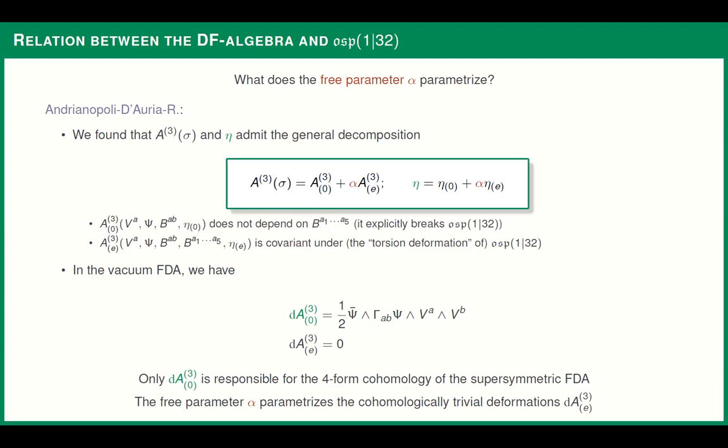This is a residual somehow from OSP 1|32, while this contribution is responsible for the breaking of OSP 1|32, in the sense that it does not involve the one in five, which is there in OSP 1|32. And so it's the piece that really gets breaking, in the sense that it doesn't make this structure compatible with the OSP 1|32 superalgebra.